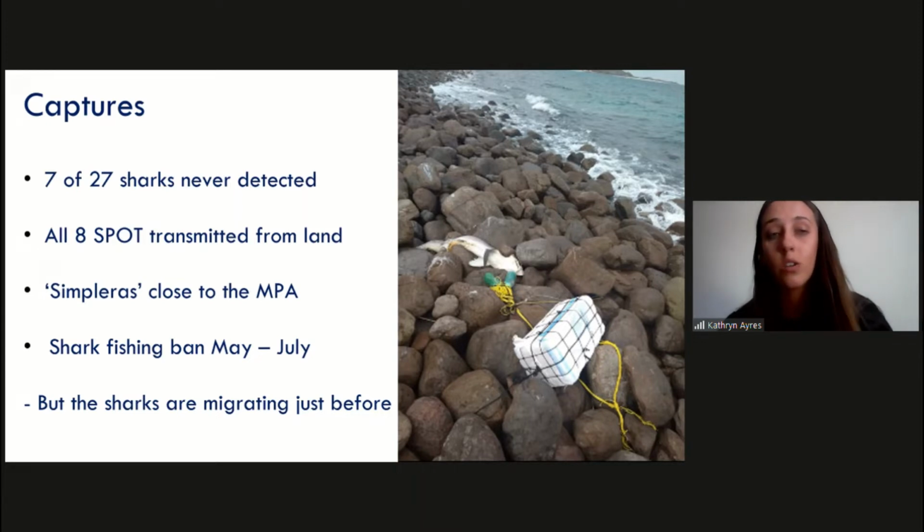And also, of all the 8 spot tags, only 4 transmitted. And all of the 4 that did eventually transmitted from land within a few months, which indicates that they were caught in a fishery. So the sharks are protected between December and April when they're within the protected boundaries. But this research shows that once they leave these boundaries, they are at risk to fisheries. And the shark fishing ban runs between May and July. So unfortunately, the sharks are migrating just before the fishing ban.